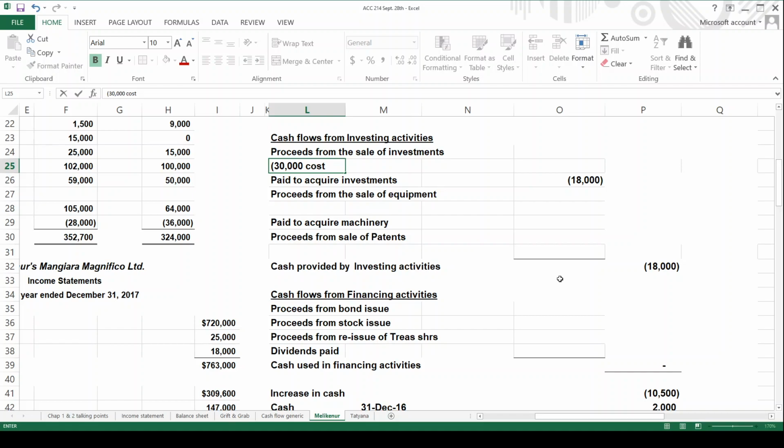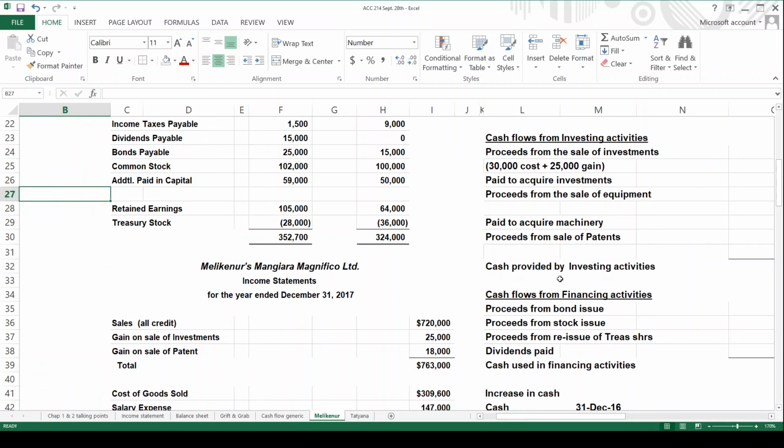And then say, well, all right, was there a gain or loss on that transaction? That goes back to our income statement number. We had a gain on sale of investments of 25,000. So we're going to add that in here. So what's the total proceeds? It's the $30,000 cost plus the $25,000 gain, which is $55,000.